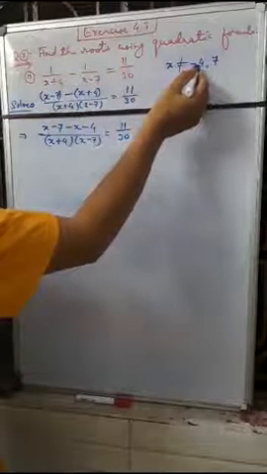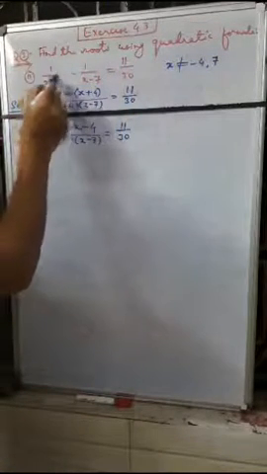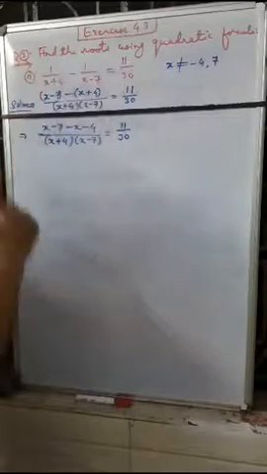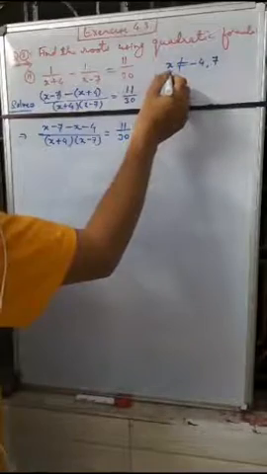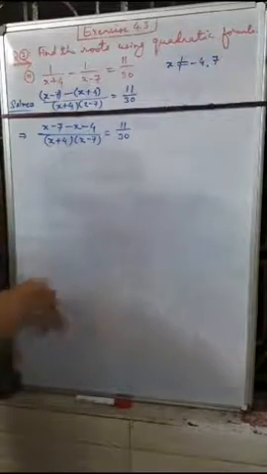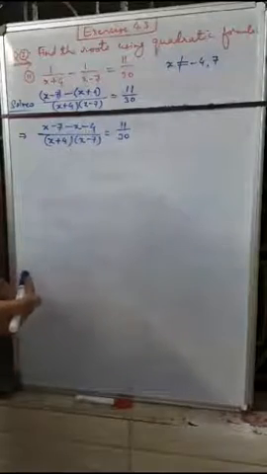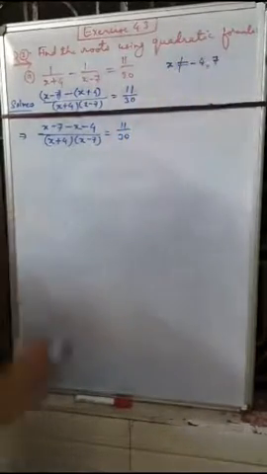Or if we put minus 4, then minus 4 plus 4 is equal to 0, so again we will get 1/0. So we can't solve the problem if the value of x is equal to minus 4 or 7. Any other value is possible instead of minus 4 and 7.